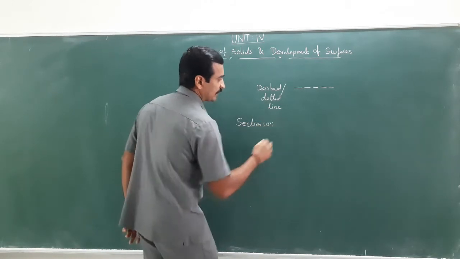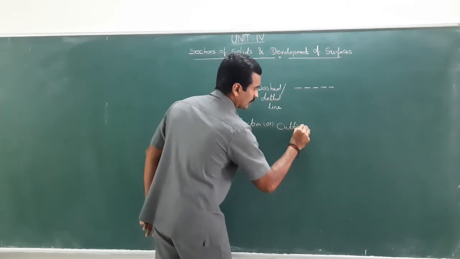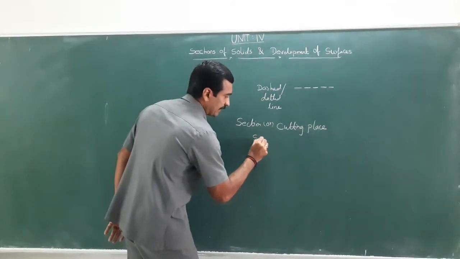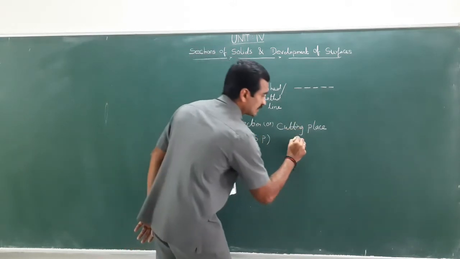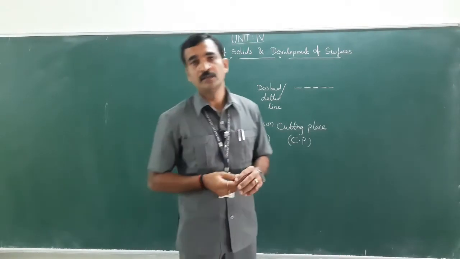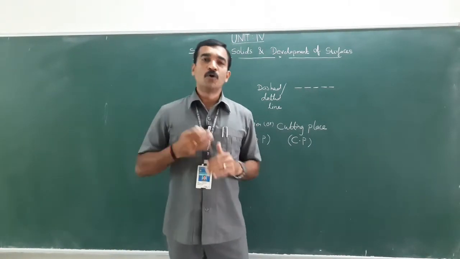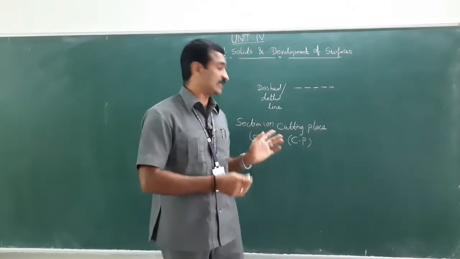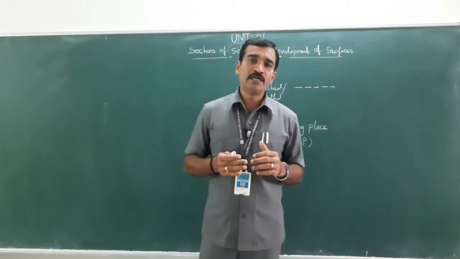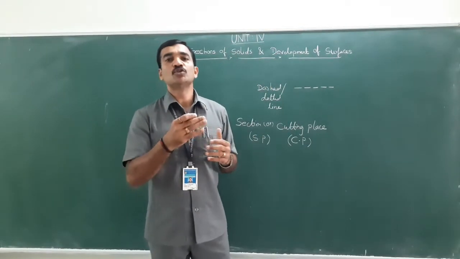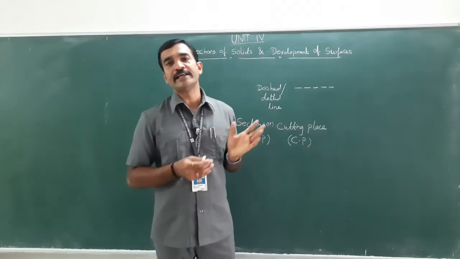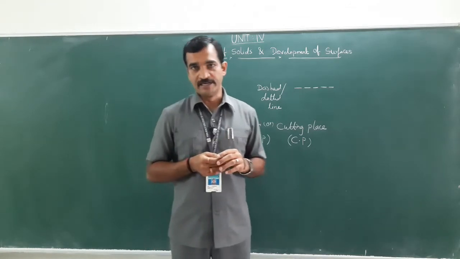Section plane or cutting plane. This is an imaginary plane. So this can be represented by SP, that is section plane, and this can be represented by CP, that is nothing but cutting plane. The portion of the object between the section plane and the observer is assumed to be removed in order to show the invisible edges and the interior details of the object very clearly.